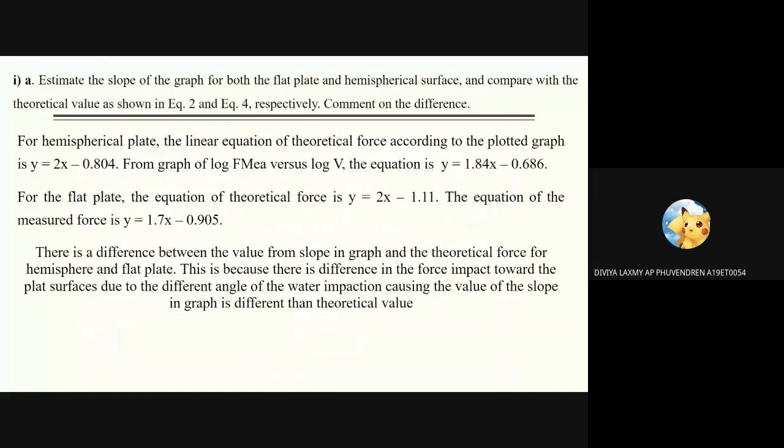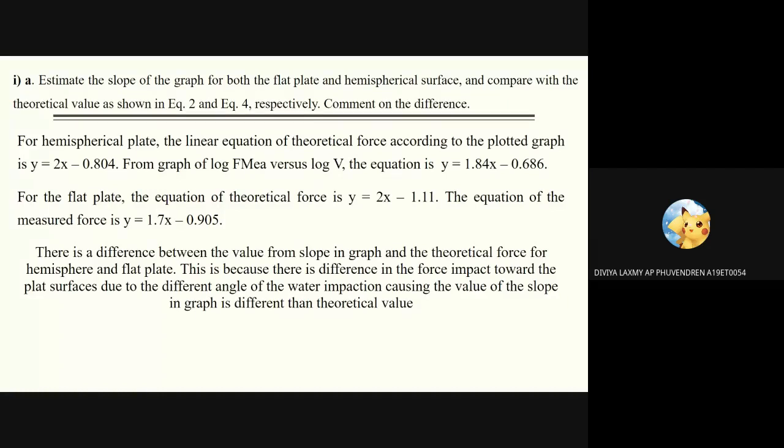The first part is to estimate the slope of the graph for both the flat plate and hemispherical surface and compare with the theoretical value as shown in equation 2 and equation 4 respectively. Comment on the difference. For the hemispherical plate, the linear equation of theoretical force according to the plotted graph is y = 2x - 0.804. From the graph of log measured force versus log volume, the equation is y = 1.84x - 0.686.